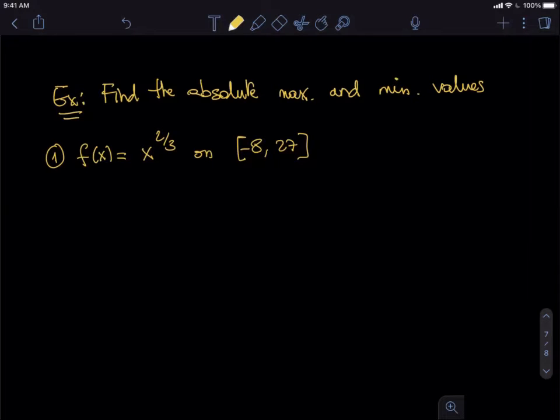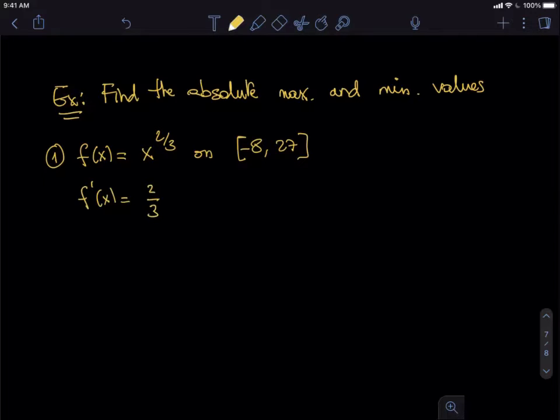Let's do more examples. Let's find the absolute maximum and minimum values of different functions, starting with f of x equals x to the 2/3 on the closed interval -8 to 27. Here we have a continuous function, x to the 2/3, on a closed interval. So the extreme value theorem says that there will be an absolute maximum and an absolute minimum. So let's find the critical points first.